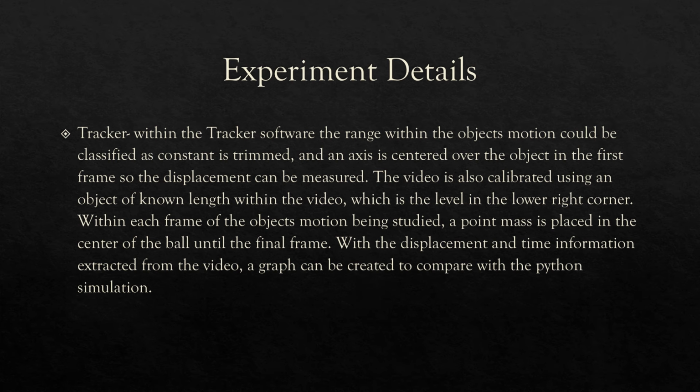Experiment details. Within the Tracker software, the range within the object's motion that could be classified as constant is trimmed down to the usable constant velocity. An axis is centered over the object in the first frame so that the displacement can be measured. The video is also calibrated using an object of known length within the video, which is the level in the lower right-hand corner. Within each frame of the object's motion being studied, a point mass is placed in the center of the ball until the final frame.